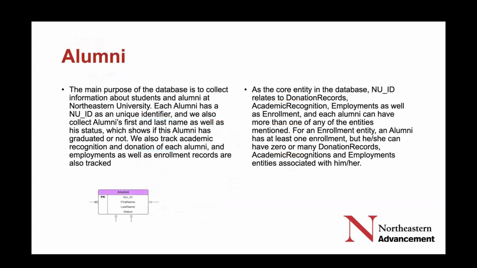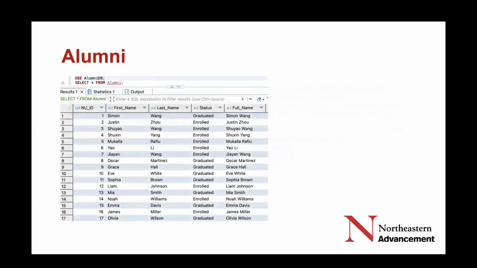Hi, next I'm going to talk about the alumni entity, which is our entity for collecting information about the alumni at Northeastern University. This entity has 4 attributes: ID, first name, last name, and the status. Next, please. Here is the data we inserted into our database and selected to show to you here. And next, please.